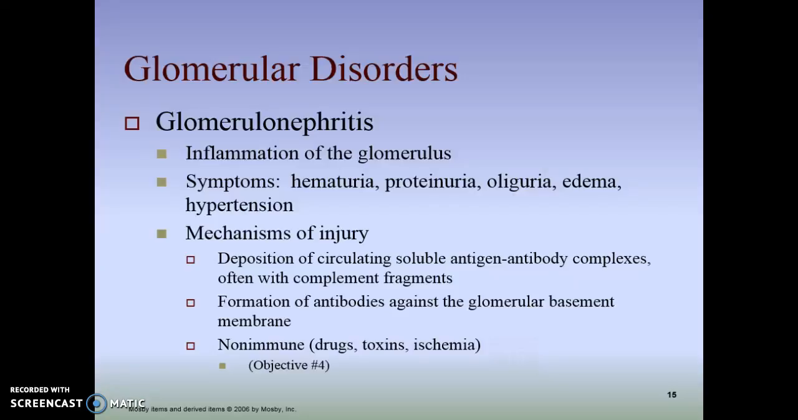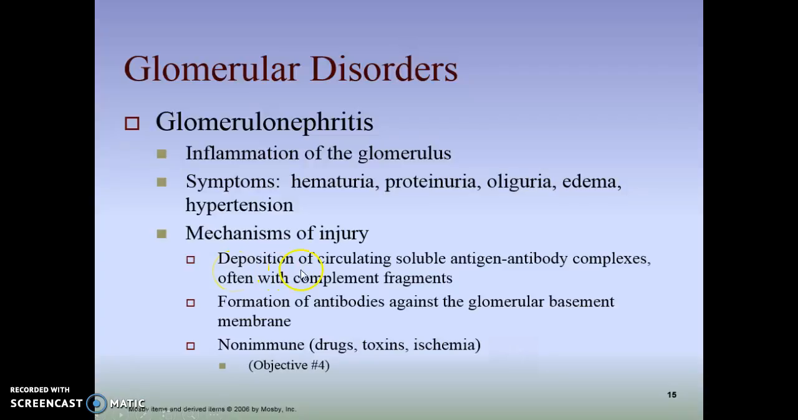So the overall result of this inflammation, if it is left unchecked, if it is so extreme, would be cell damage and no longer functioning. And something to make note of is the mechanism of injury. How does inflammation occur within the glomeruli? Well, there are 3 main mechanisms of injury.